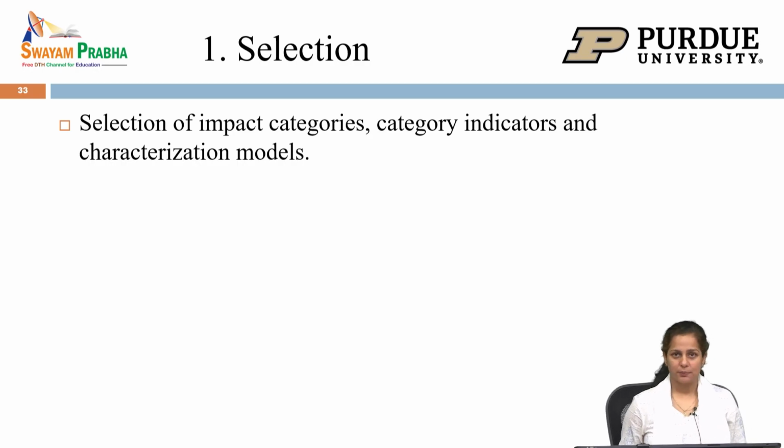Okay, the selection step is really simple. You select the impact categories, category indicators and characterization model, and when we go into the characterization model, you will see what options you have. But this step is mainly about picking the impact assessment method that you are going to use.